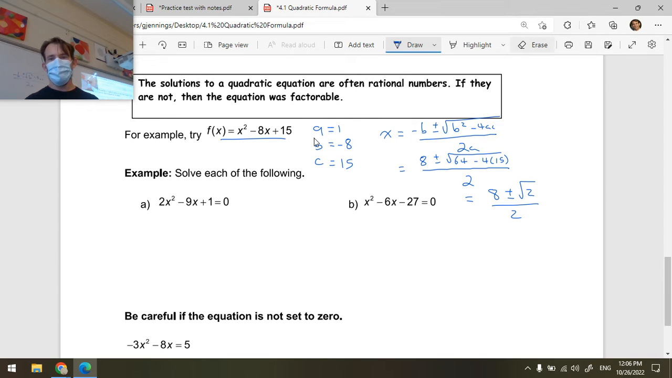Sorry, 8 plus or minus the square root of 4. Not 4, not 2, 4. Because 64 minus 4 times 15, well, 4 times 15 is 60. So this is 8 plus or minus the square root of 4. And so that's either equal to 6 over 2 or 10 over 2. And we found that this was actually equal to x minus 3 times x minus 5. So that was telling us that x is equal to 3 or x is equal to 5.